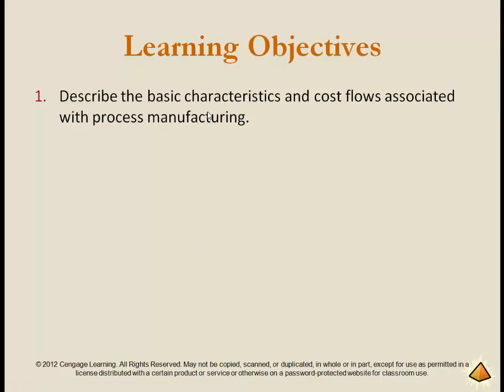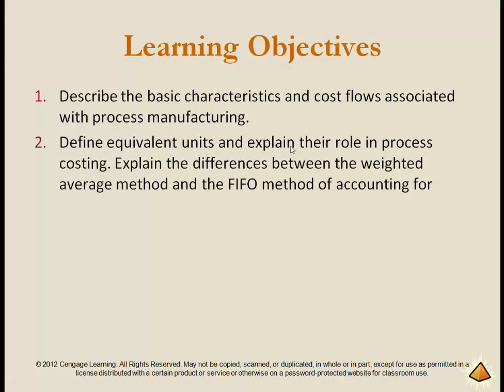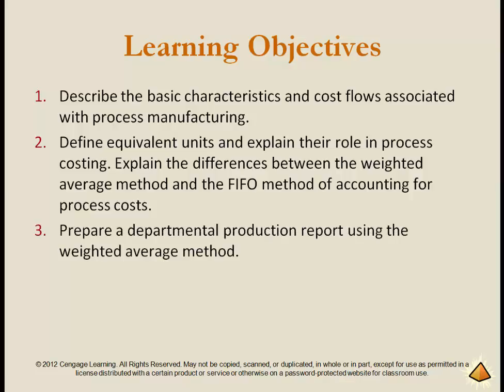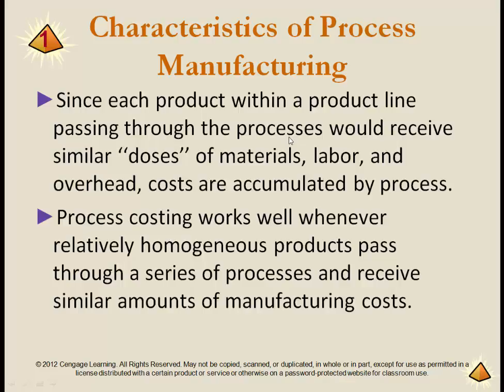In our learning objectives, we're going to talk about the basic characteristics and cost flows associated with process costing and manufacturing. We're going to look at equivalent units, and we're going to look at the weighted average method. Now, it says here FIFO method as well. We're not going to look at the FIFO method for this class. Most organizations don't use the FIFO method, and so we're going to focus primarily on the weighted average method for what we're going to look at through this discussion. And finally, we're going to do a departmental production cost report that looks at the weighted average method.